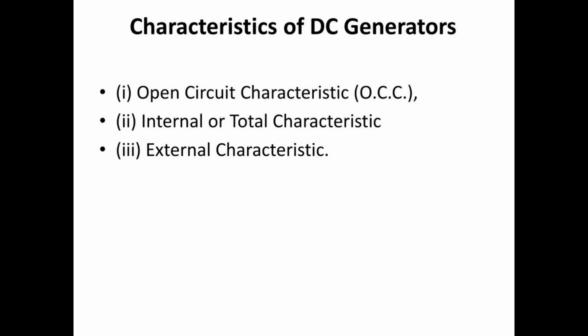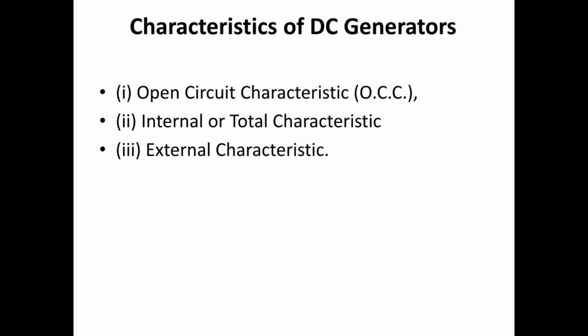So we have mainly three characteristics. One is open circuit characteristics, the second one is internal or total characteristics, and the third one is external characteristics. Okay. So before going to the characteristics of DC generators, what is the relation between the generated EMF and the flux produced? So what is the relation between generated EMF and flux produced, right?